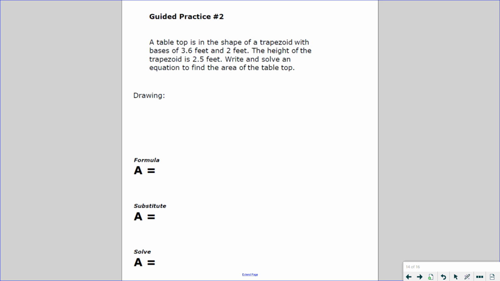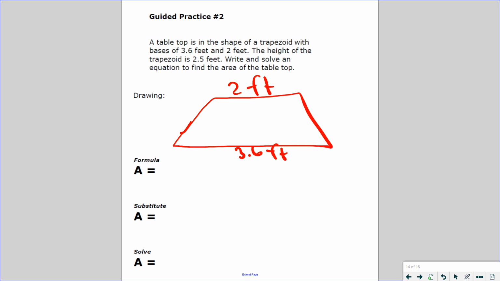Last but not least, a tabletop is in the shape of a trapezoid. So let's draw a trapezoid right there. It has bases 3 6/10 feet and 2 feet. The height is 2 5/10 feet. I'd be very careful. You have to draw in the height. In my 4th period class, there's a girl who draws a dotted line that way to represent the height. Again, these are not the height, they're slanted.